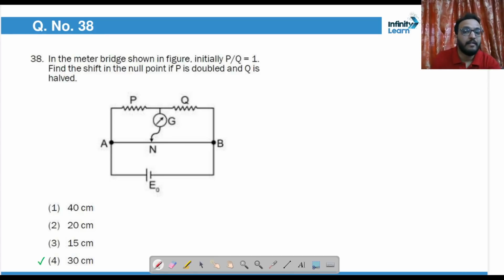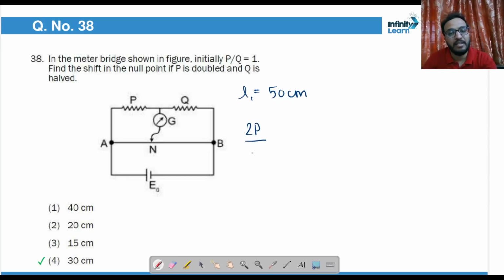38. P by Q is 1. Find the shift in the null point if P is doubled and Q is halved. See, let's say initially when P by Q is 1, that means initially length was 50 centimeter, right? Now if P is doubled and Q is halved, then the ratio becomes 4 times P by Q, right? Do you understand?